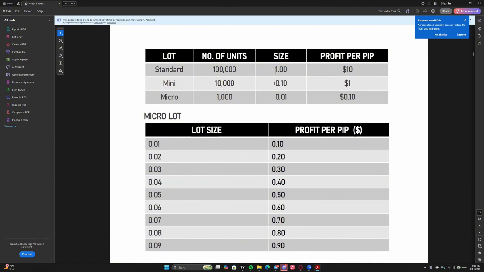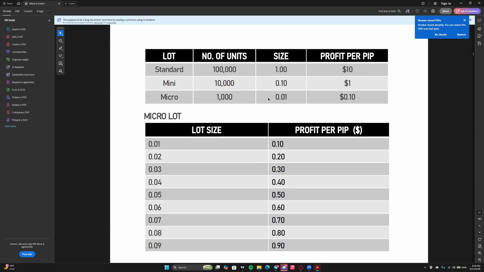While for the mini lots, that's 0.10, the mini lot is the figure after the decimal point: 0.10, 0.20, 0.30, 0.40, 0.50, 0.60, up to 0.90. But 0.10 per pip is $1. Right? So if the market moves one step, either in your favor or against you, you either make or lose $1. So per pip is $1 for the mini lot of 0.10.